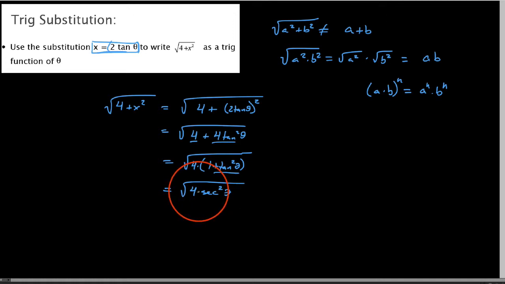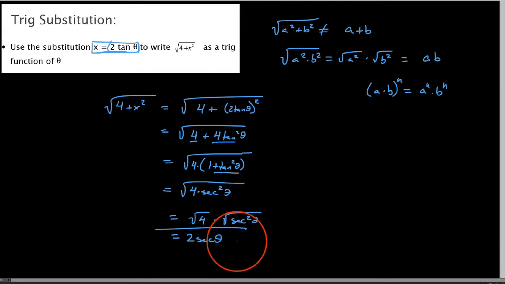So now that we have the square root of something times something, that is, the square root of, say, a squared times b squared, that would be a times b. We know the square root of 4 to be 2. And the square root of secant squared would be the same thing as, and maybe I'll write this out here, we get the square root of 4 times the square root of secant squared of theta. But we say the square root of 4 is just 2, and the square root of something squared is just that thing, so we get 2 secant theta.